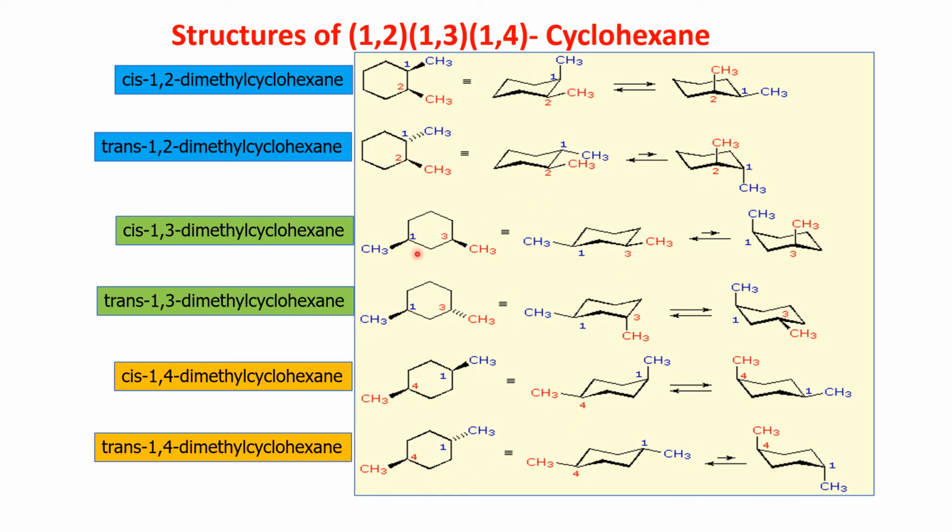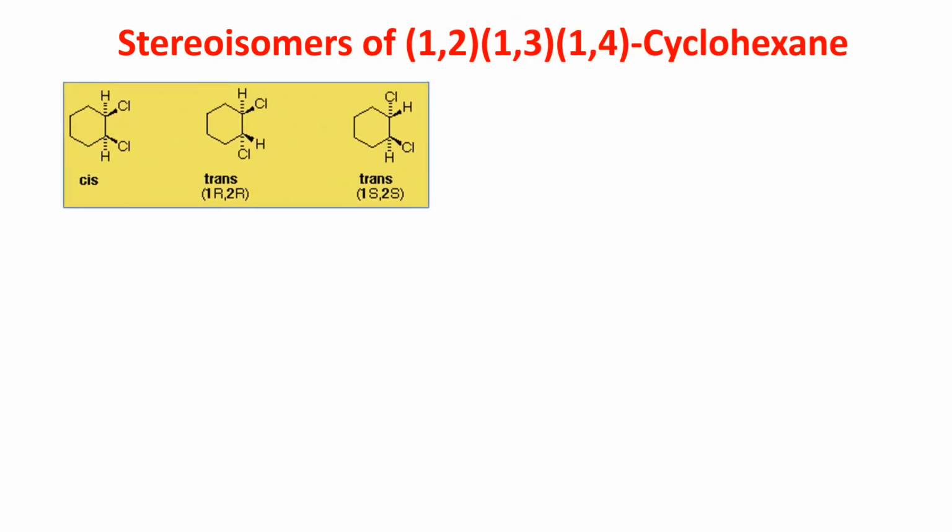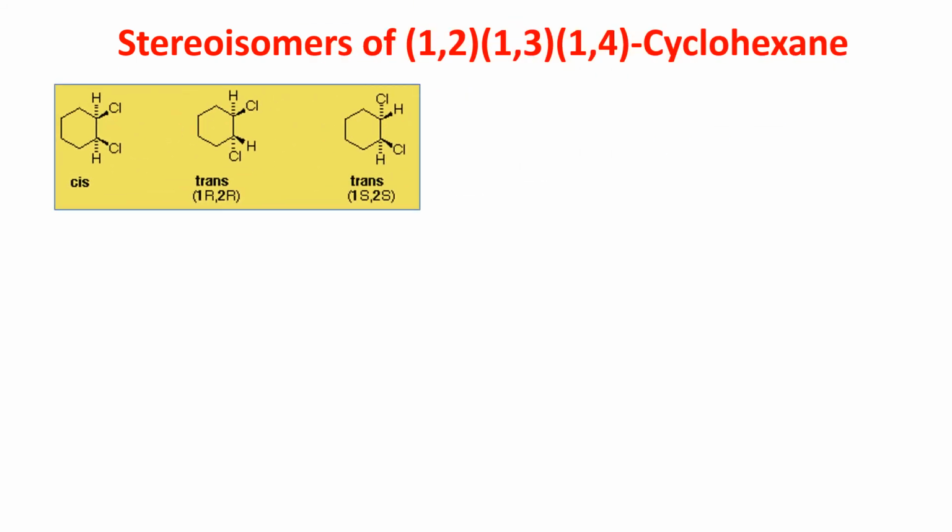For 1,3, if equatorial, axial is there, that is cis. If you keep any one thing, the other one will be the reverse case. So it's easy to remember. I hope you understood. These are the stereoisomers of the 1,2, 1,3, 1,4 cyclohexane.